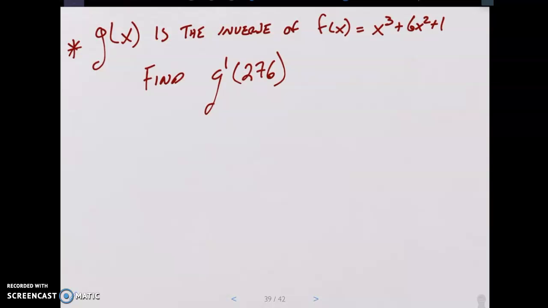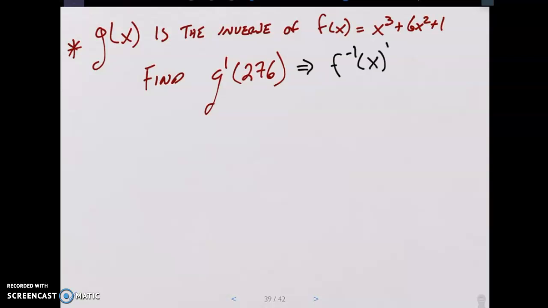All right, here we go. Let g of x be the inverse of f of x. And we're going to find out what g prime is, so we're going to find out what the inverse prime of 276 is. So when you're doing this, here's what you're actually finding. You're trying to find, in terms of f, f inverse of x prime.